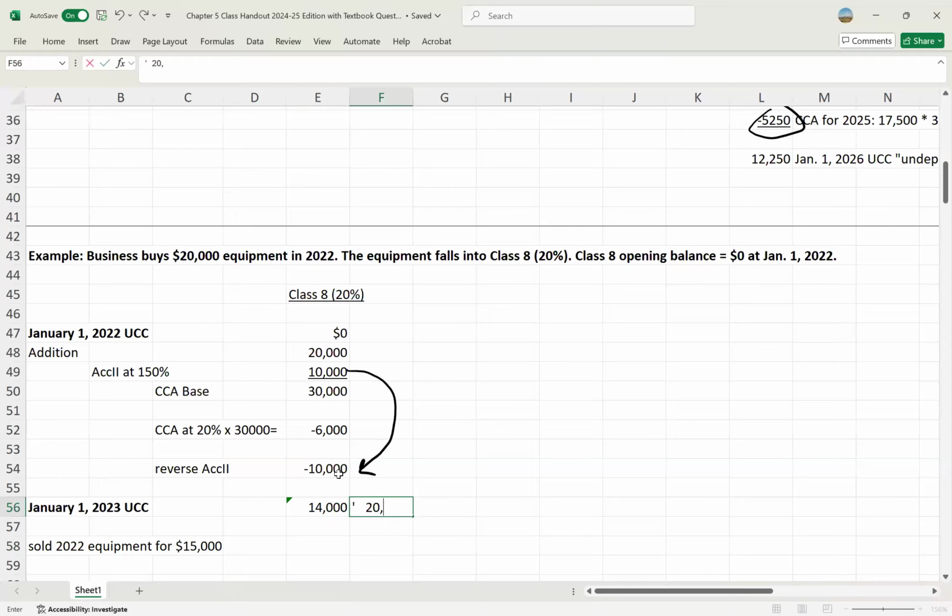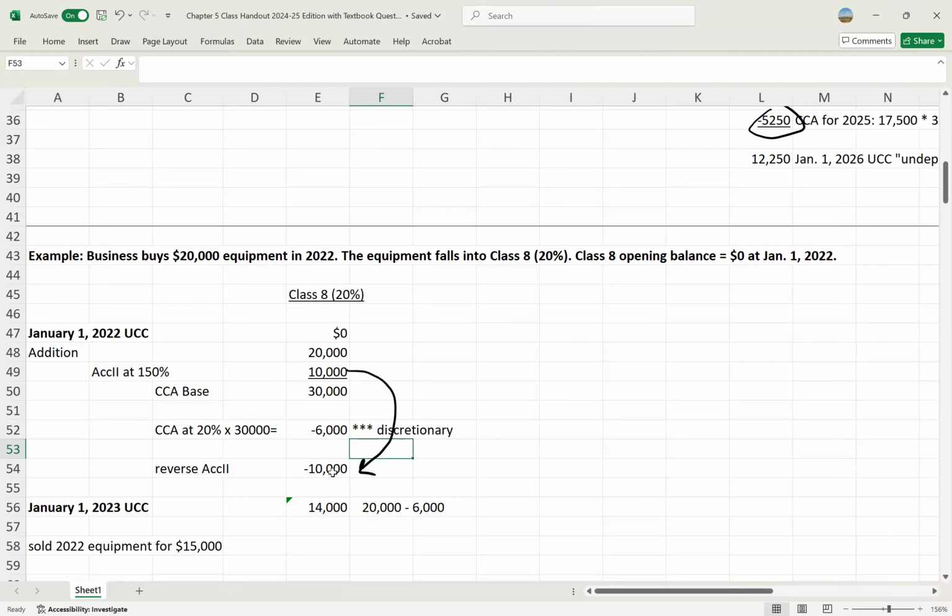And once again, that makes sense, right? Because we bought this piece of equipment for 20,000. We took CCA of 6,000. And so the balance going into next year is going to be 14,000. Once again, CCA, this amount here, is a discretionary deduction, meaning, again, we could take anywhere from 0 up to the maximum. And so this is what businesses have to do.